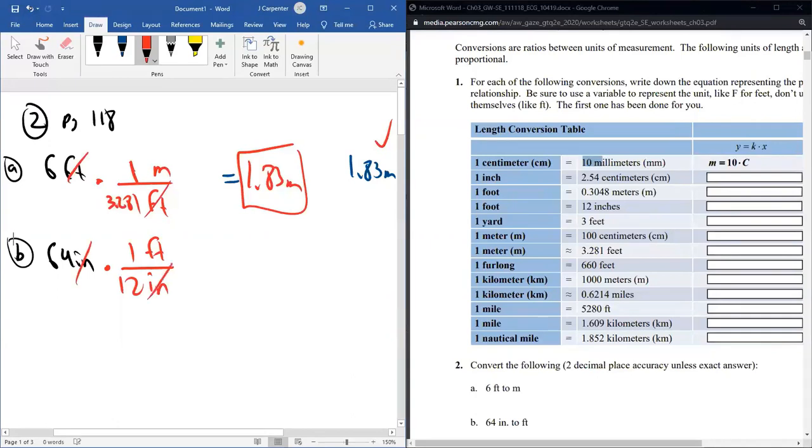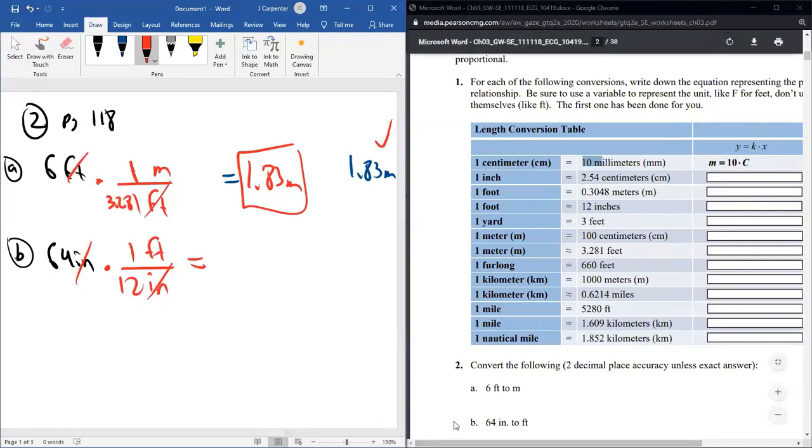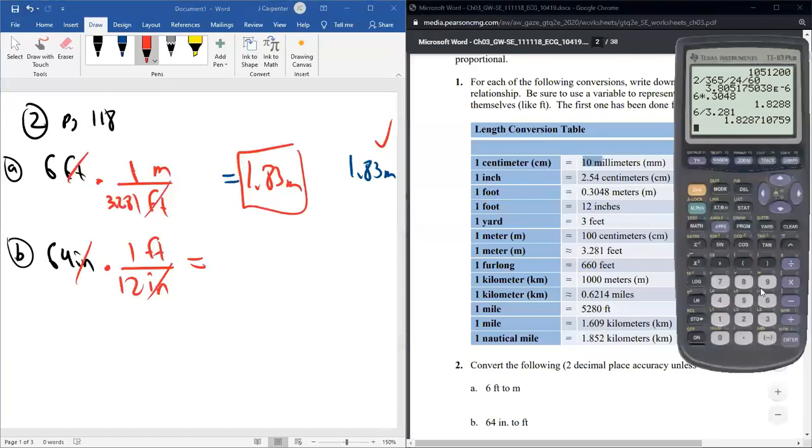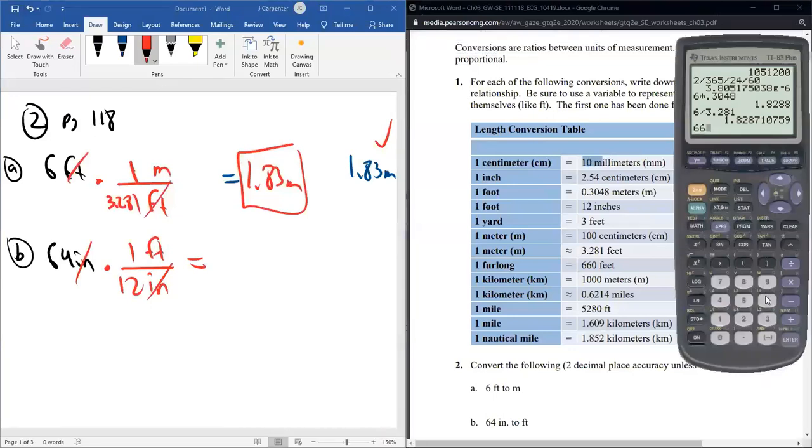and it is 1 foot is 12 inches. Those cancel, and you're just doing 64 divided by 12. So we'll want our calculator for that to make things easy. 64 divided by 12. It's like 5.3 bar, I think. Yep. So 5.33333 or 5.33. What are our units? Inches canceled, so they're in feet. So there we go.